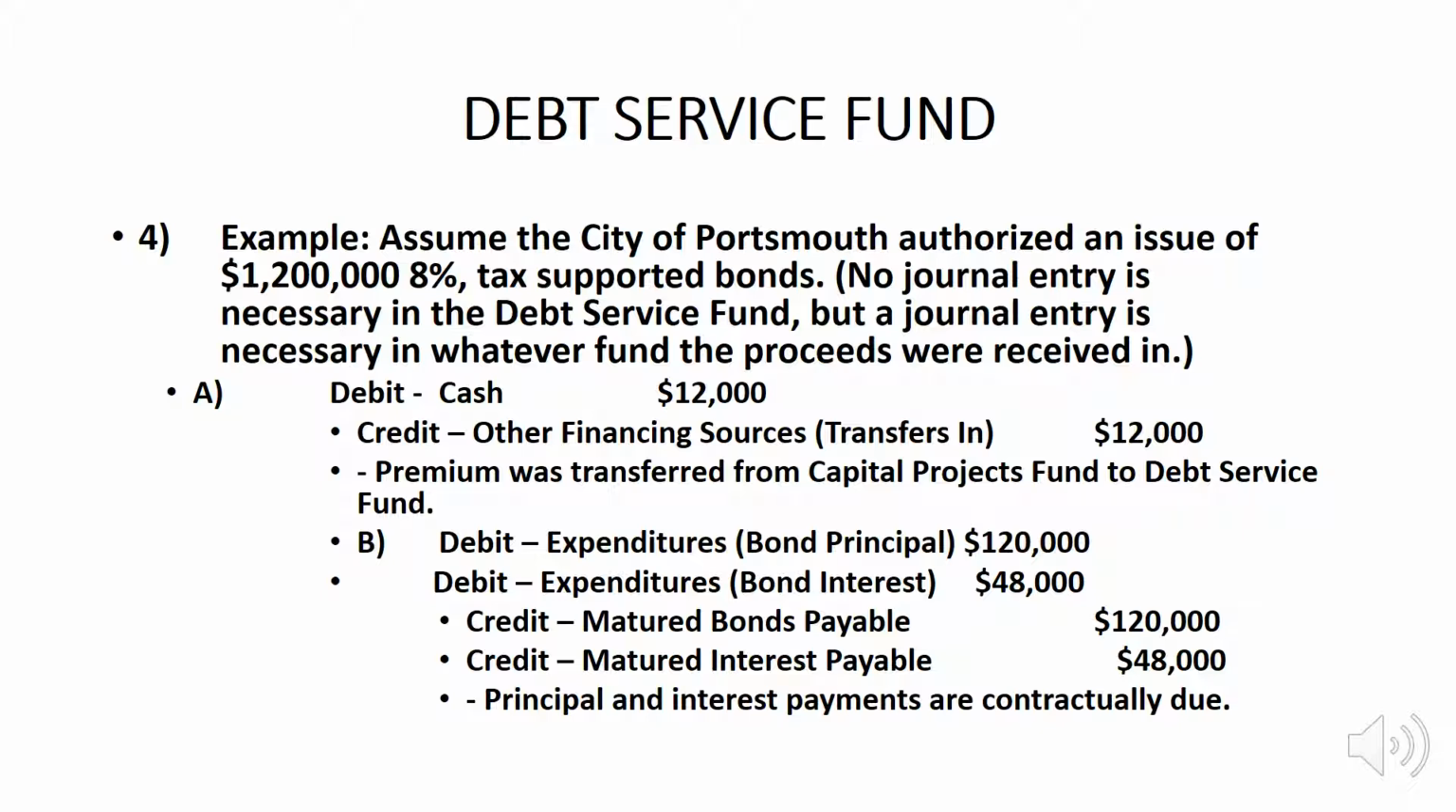Our credits then are to matured bonds payable. That would have a 200 number. And another credit to matured interest payable. That would have a 200 number. But again, just like the debits, these would be in separate accounts.